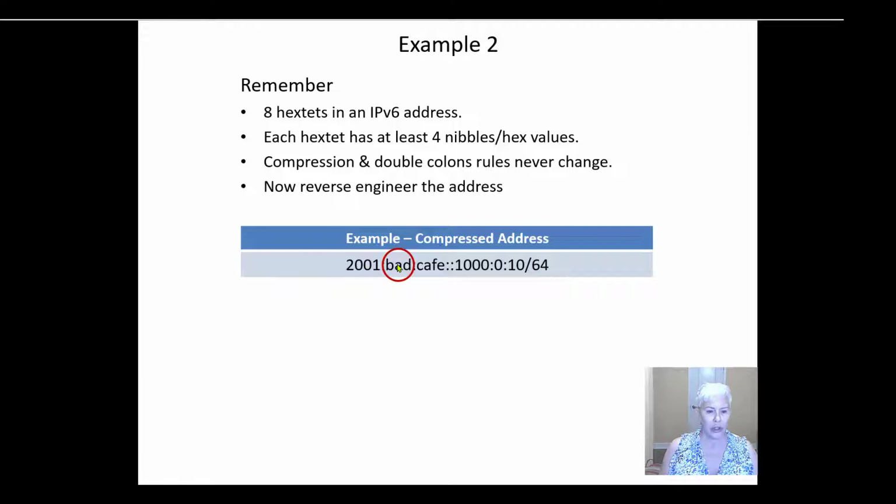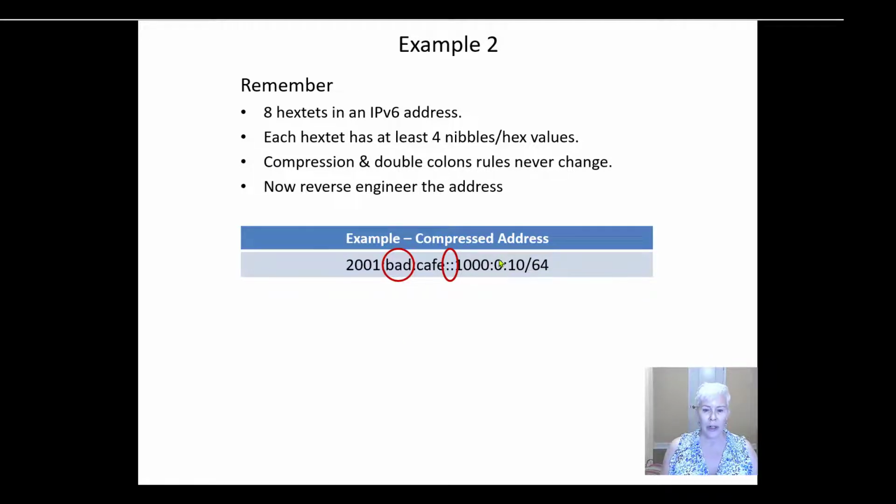1, 2, 3, 4, 5, 6. I have 6 hextets. I need to have 8 hextets. What that tells me is that I have 2 sets of zeros that are missing. When I reverse engineer this, I will add those 2 hextets back in.